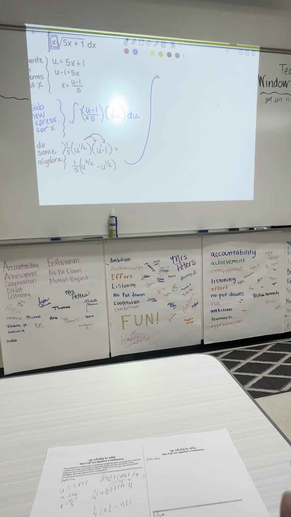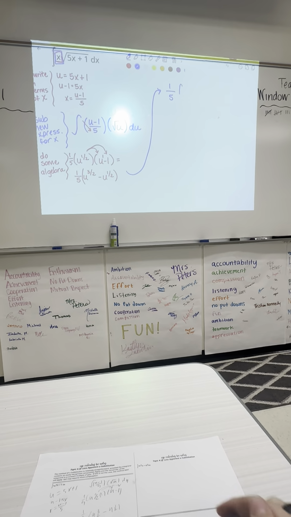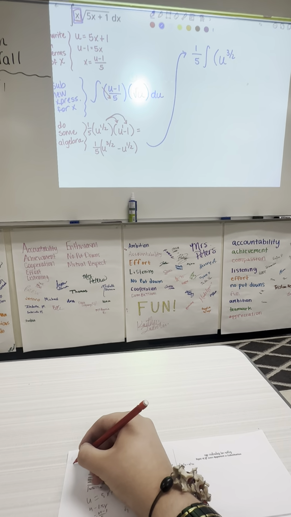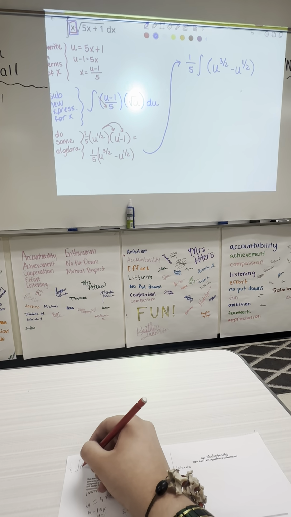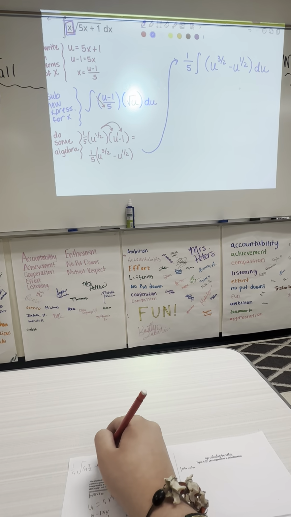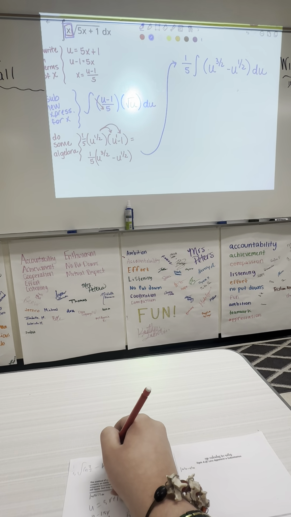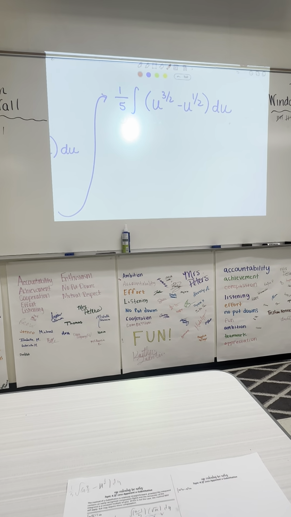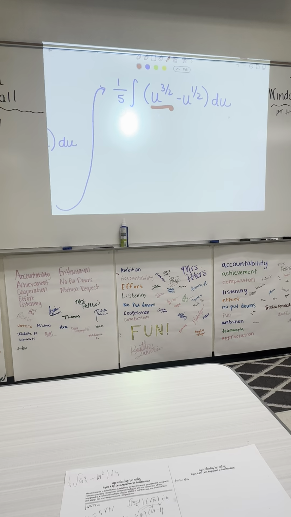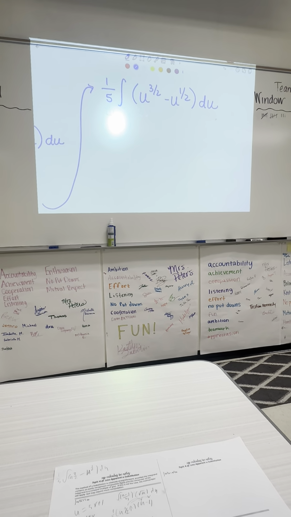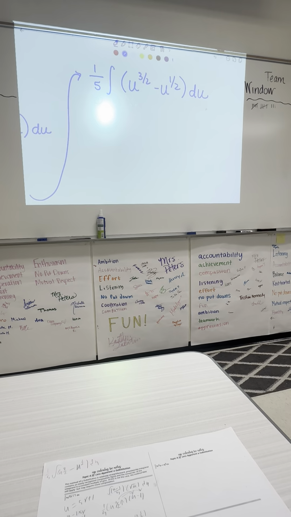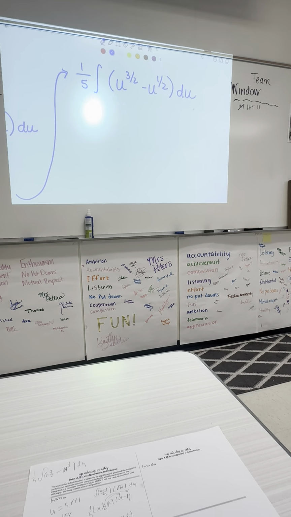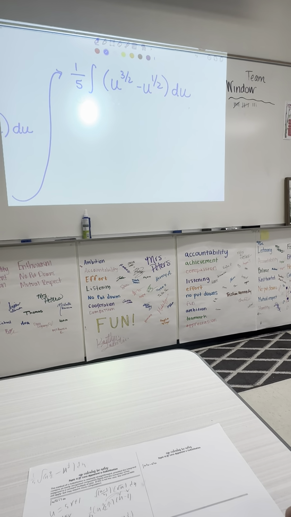So I've got that 1/5 hanging out, and then I've got u to the 3 over 2 minus u to the 1/2 du. And that, while you may not be excited about it, is an expression that you can integrate. When we have just a single power, what do we do to the exponent when we take the antiderivative? Multiply it by the coefficient. That would be if we were doing the derivative. If we're doing the antiderivative, we have to do that backwards. So what do we do first? We do something to the exponent. Add 1.